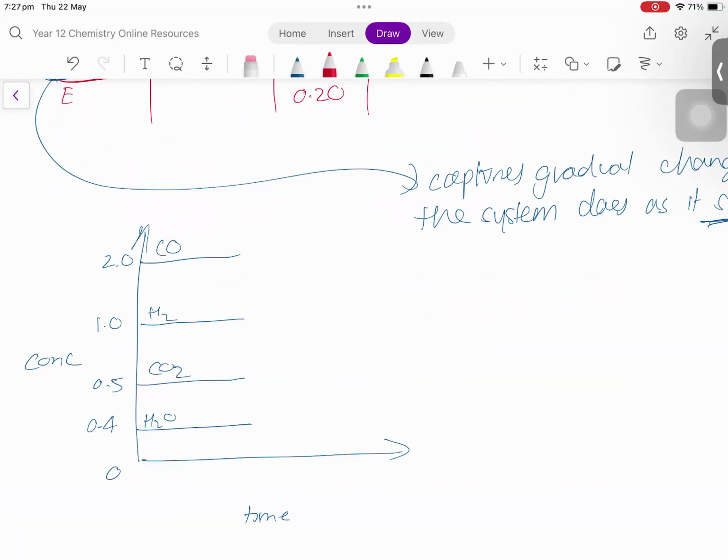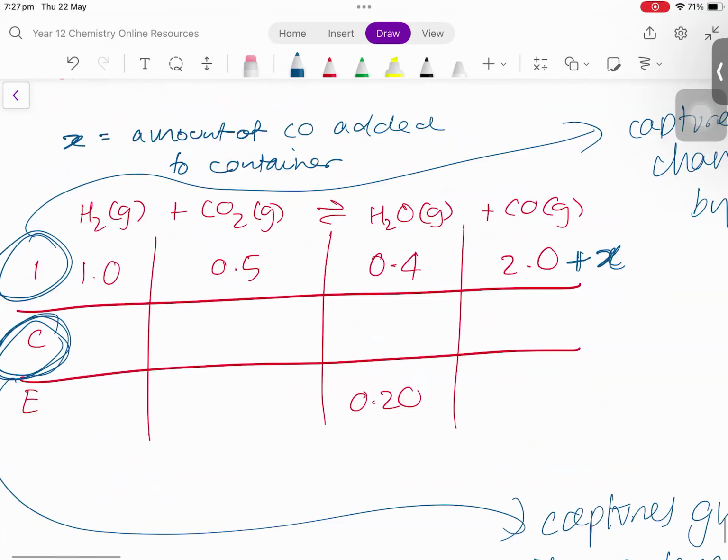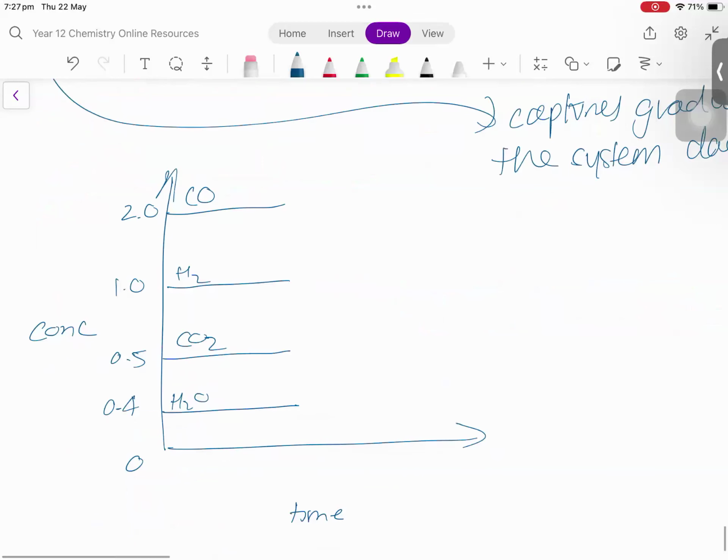What did we say when we were drawing the graphs a few lessons ago? We said that any immediate up or down is any change that we impose. So if the question told you they added an unknown amount of X, and we happen to have called that we added an unknown amount of CO, and we happen to have given that the letter X, what that would look like on your graph is this. Okay. And then eventually it goes back to equilibrium, right?